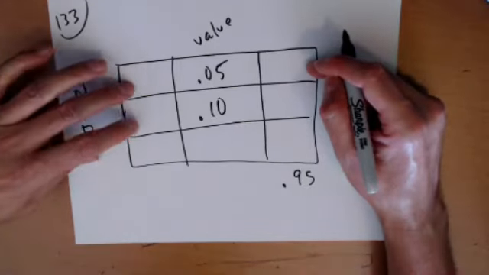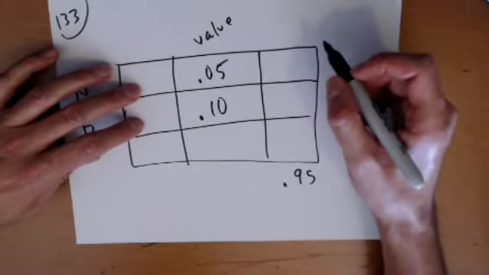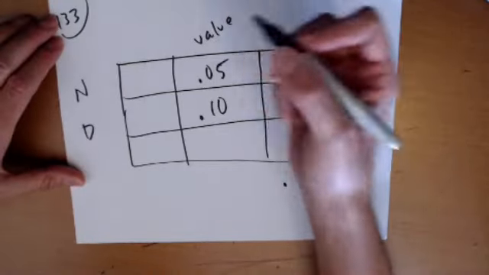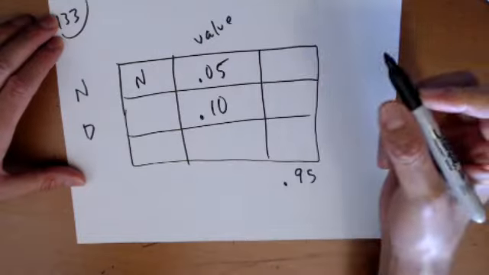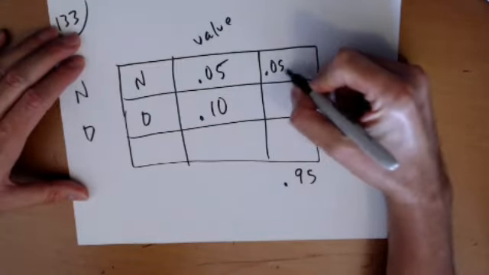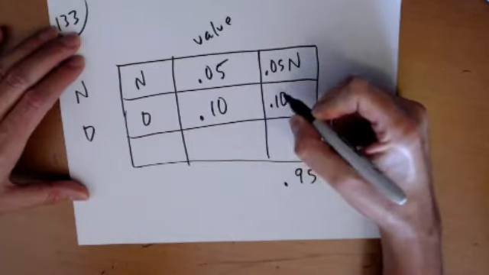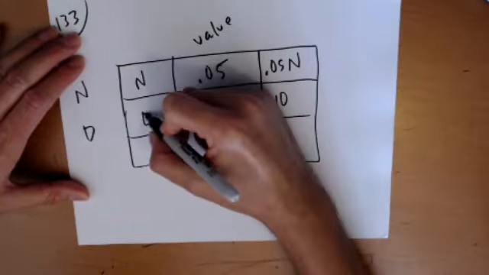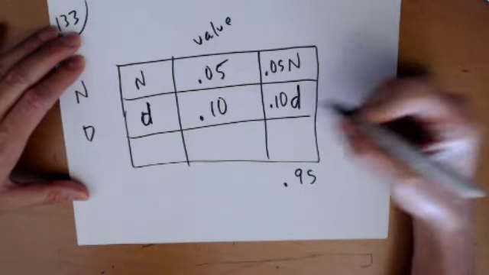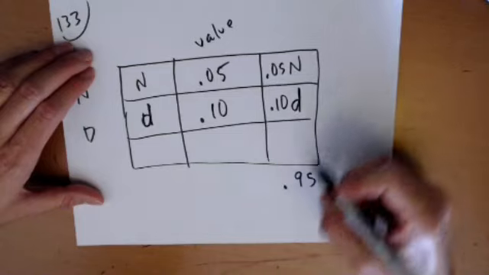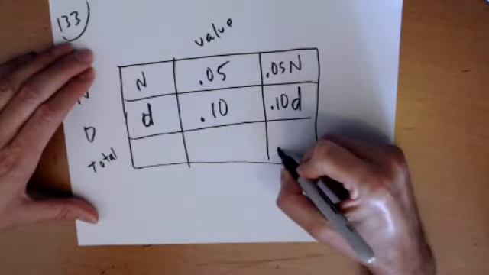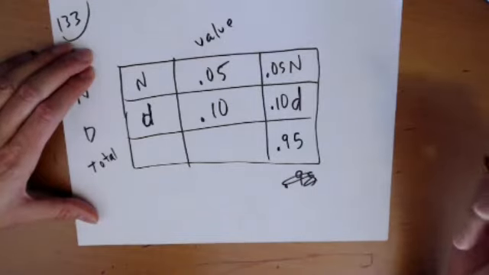Okay, and then the number of nickels and dimes, the total value of the coins in the purse. So I guess we would just say we have N nickels and D dimes, 0.05 N, 0.10 D. Let's make it lowercase d. Does that help anything? Not really. Okay. I keep putting that below. Total. One of those days, folks.